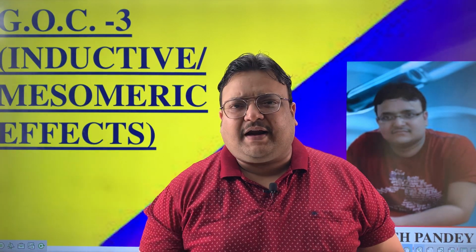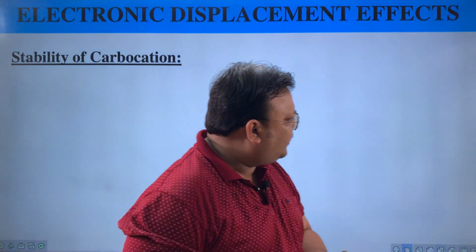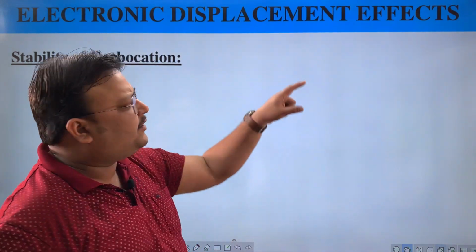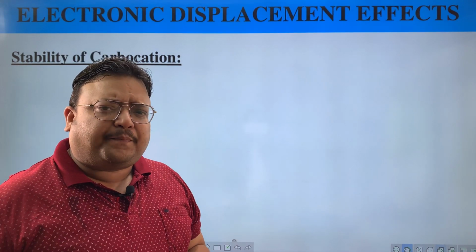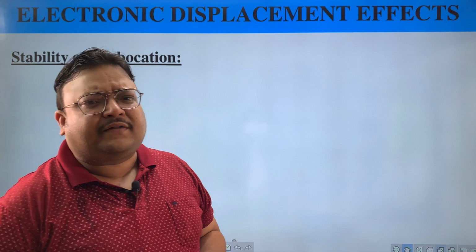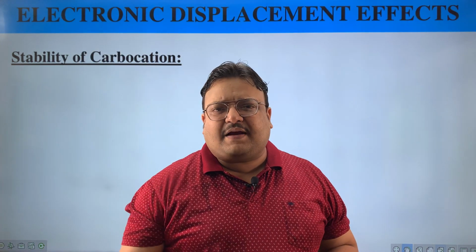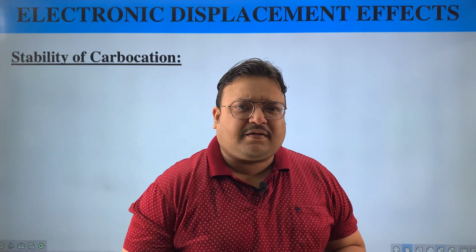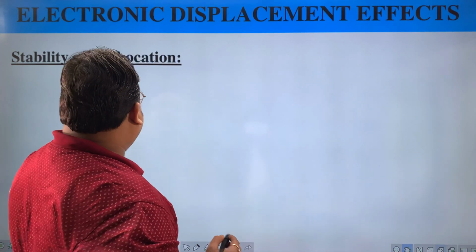You might want to give a heading like effects of electronic displacements, and we learnt about carbocations, carbanions, the intermediates. Today in the effect of electronic displacement, the heading would be electronic displacement effects. We would see the primary effect of electronic displacements could be in the stability of those intermediates. We'll begin with the stability of carbocations.